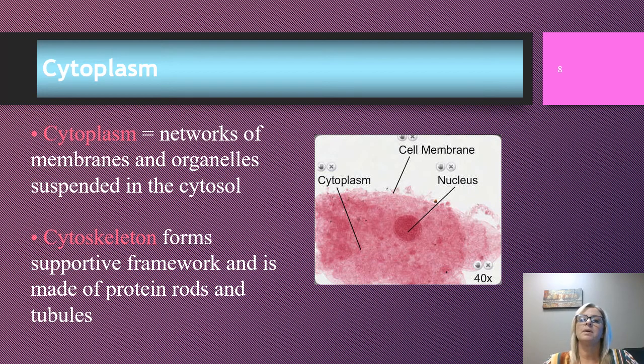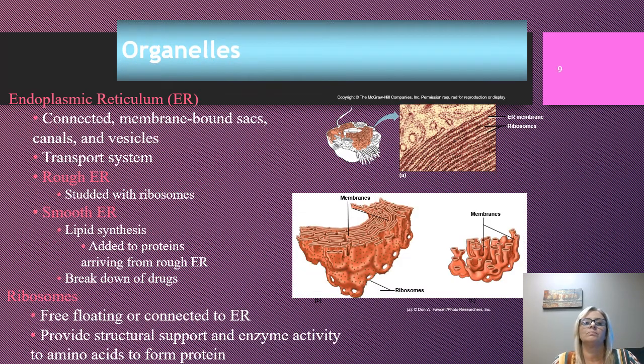The cytoplasm, when stained, appears clear and it has specks in the regular microscope, but it has a very vast and complex network of membranes and organelles. The cytoplasm has protein rods and tubules that form what we call the cytoskeleton. We have the endoplasmic reticulum. This is an organelle. It's a network of interconnected membranes, and they look kind of like flattened sacs that form canals, and their job is to package protein molecules to be secreted.